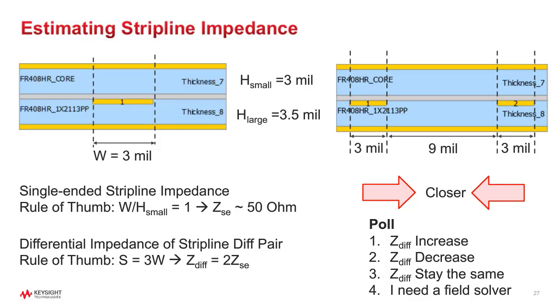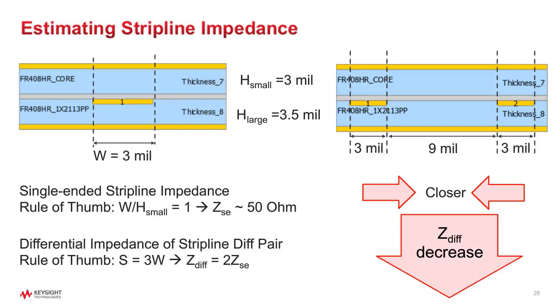Great. So this is what we want to see: we want to be able to have an idea of what it's going to do before we put in the field solver. The answer here is decreases, because when we put the traces together, the mutual capacitance is increasing, so differential impedance decreases, as shown here in the slide.